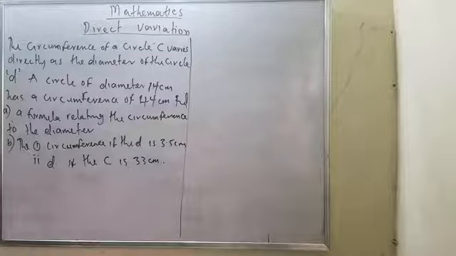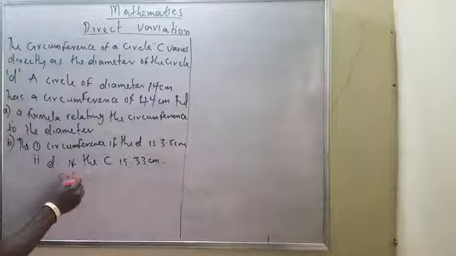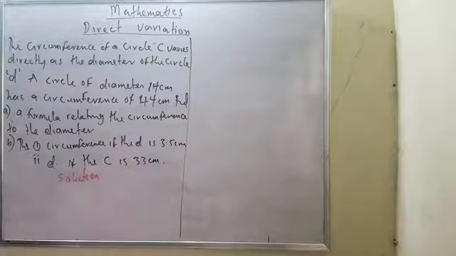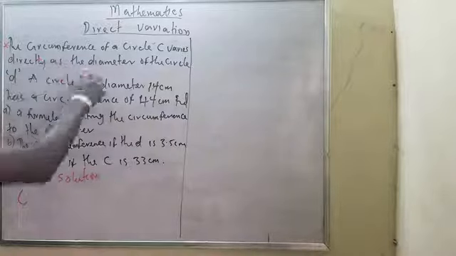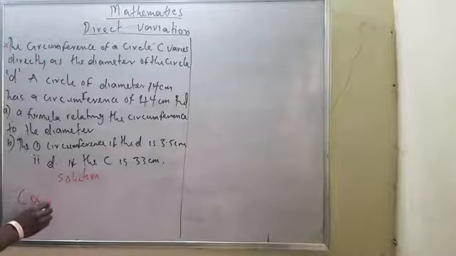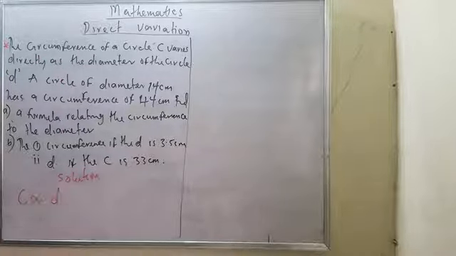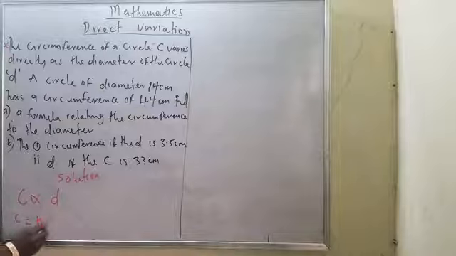Now, I have this type of problem and I want to solve it. How will I go? What should I do? Solution to this problem. The first thing I will need is to understand the question. The question is telling us that the circumference, which is C, varies directly as the diameter, D. That is the very important thing. It means C equals KD.